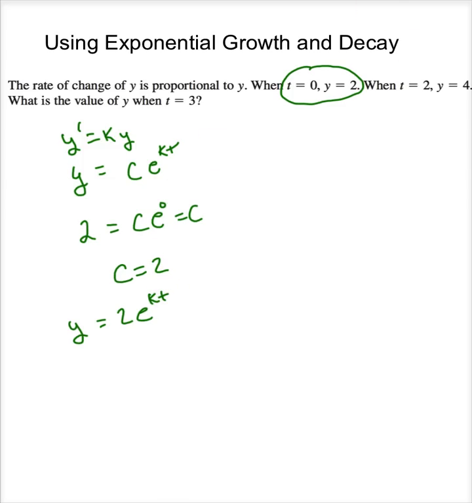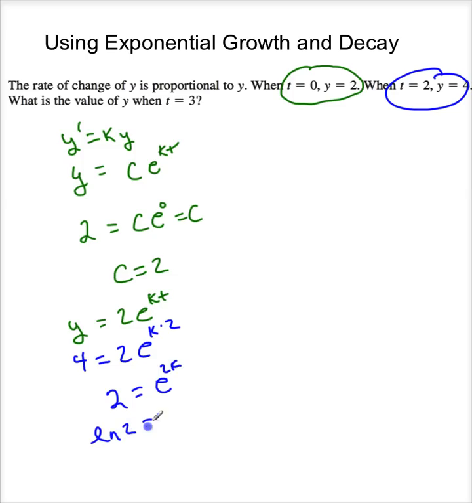Now I had two unknowns, so I need two initial conditions. I know when t is 2, y is 4. So I'm going to plug in 4 is equal to 2e to the k, and here t is 2, so 2 is equal to e to the 2k. In order to solve this, I need to take the natural log of both sides. So the natural log of 2 is equal to 2k. So k is 1/2 the natural log of 2, and you can write this as the natural log of the square root of 2.